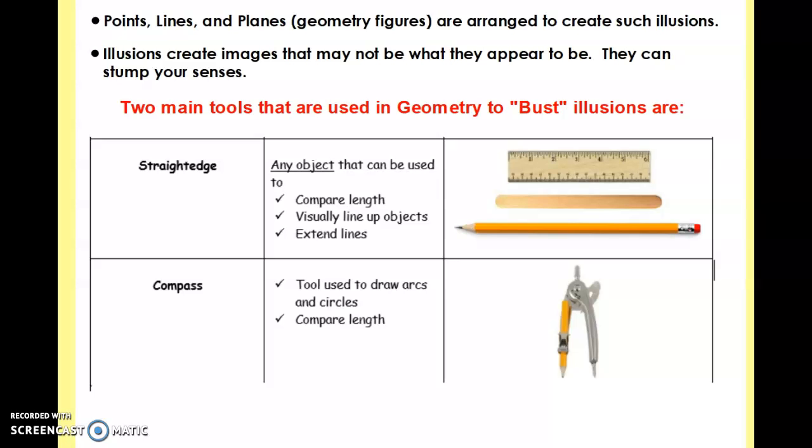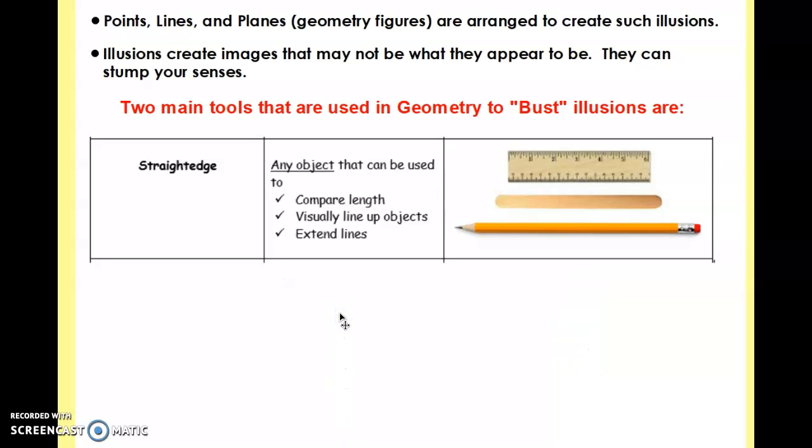And the second tool that is commonly used is a compass. However, we're going to ignore this one since we're working remotely and not all of you will have access to a compass. But it is used to draw arcs and circles and compare lengths as well. So we're going to be focusing on the straight edge.